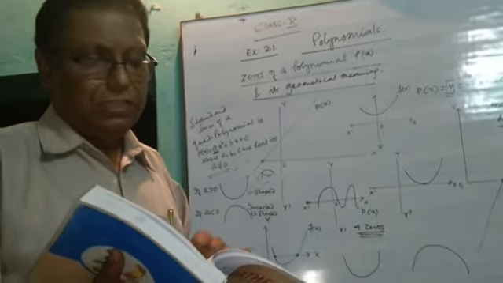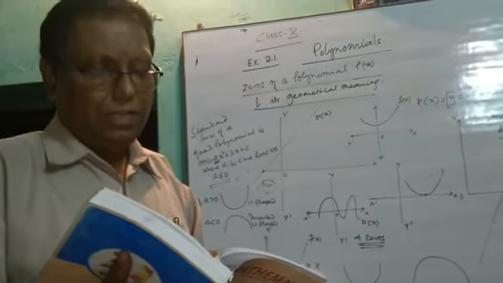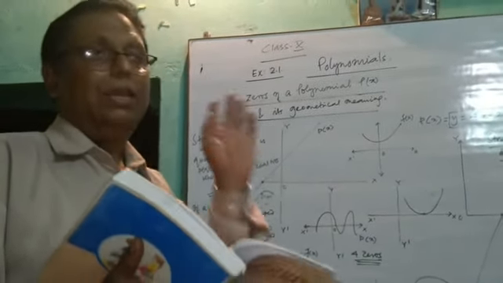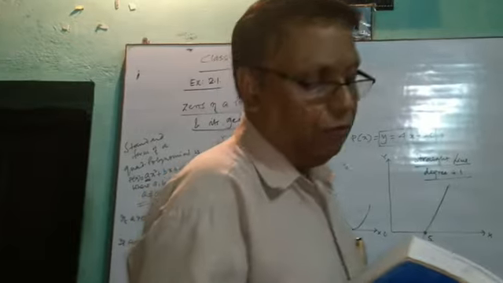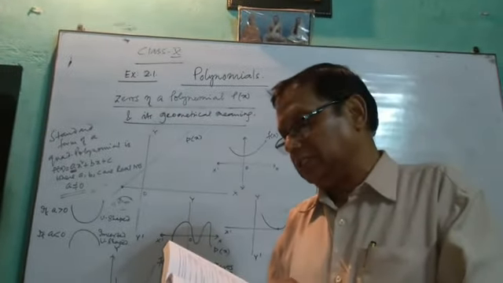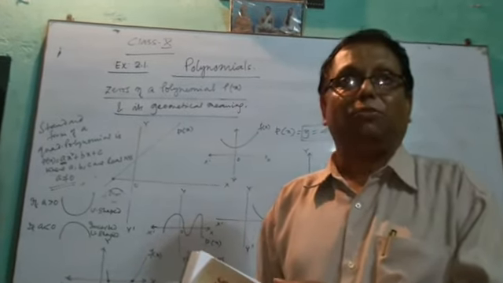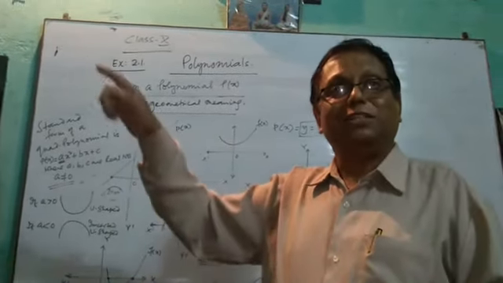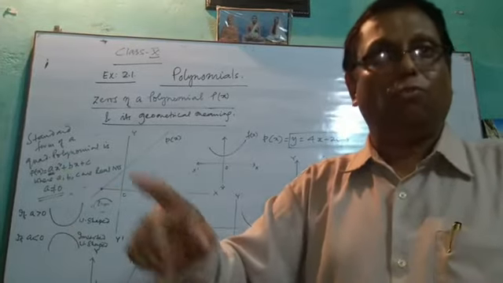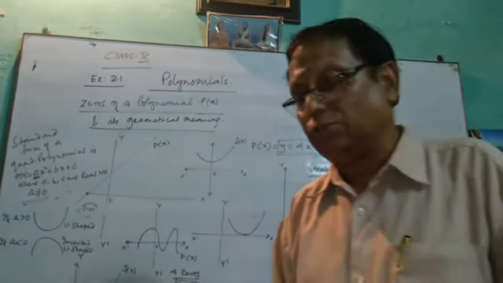In the last figure, the sixth figure, the graph is intersecting at 1 and touching the x-axis at 2 more points. 1, 2, 3. Therefore, the number of zeros in figure 6 of question number 1 of Exercise 2.1 is 3. I hope you can easily identify the number of zeros by seeing in how many points the graph line is intersecting the x-axis. If it is intersecting at 1 point, 1 zero, 2 points, 2 zeros, 3 points, 3 zeros, and like that.